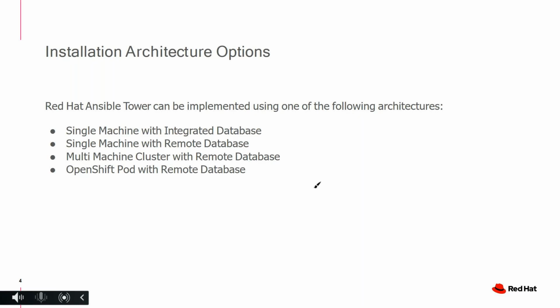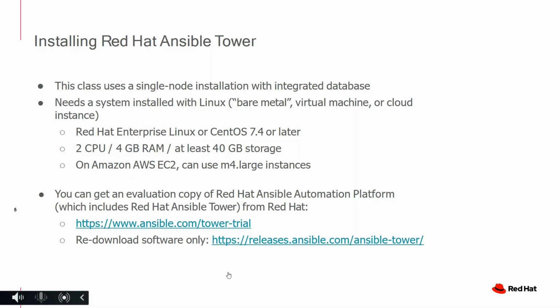Multiple use cases are available in the market. Installation architecture options: Red Hat Ansible Tower can be implemented using one of the following architectures. First one, single machine with single integrated database. I will go for this use case. Second, single machine with remote databases. Next, multi-machine cluster with remote database. Then OpenShift pod with remote database. This class uses a single node installation with integrated database.